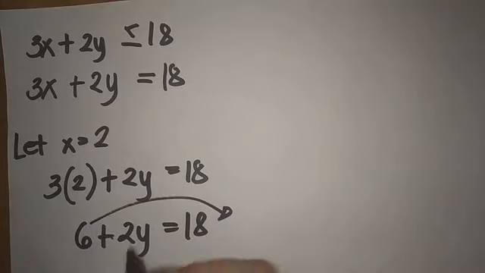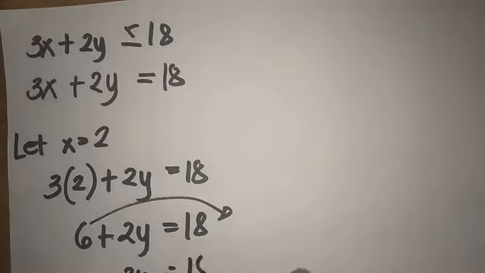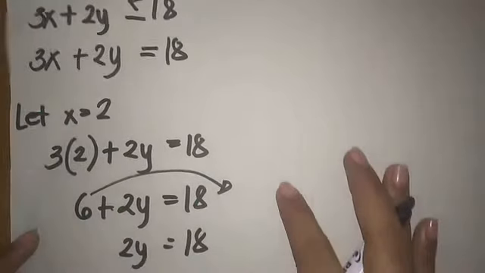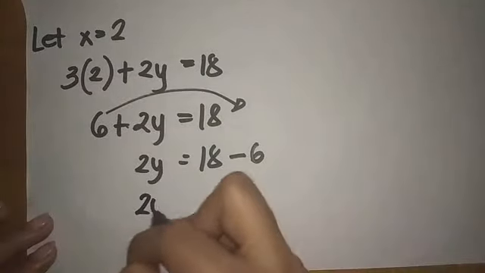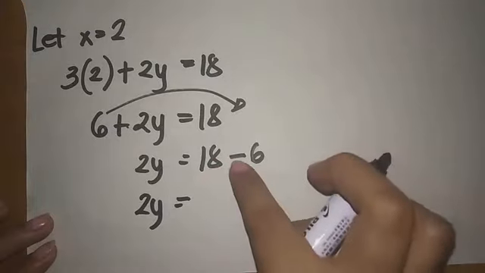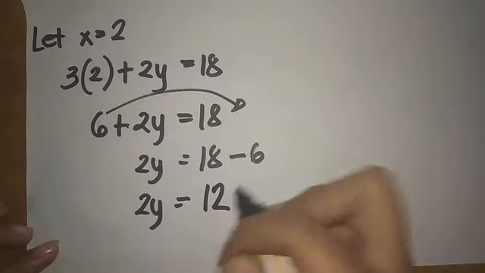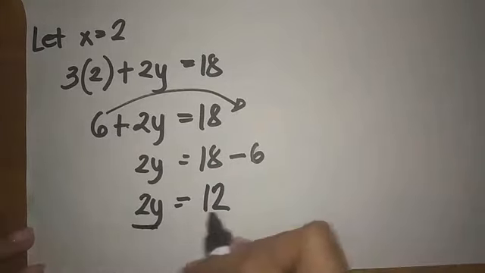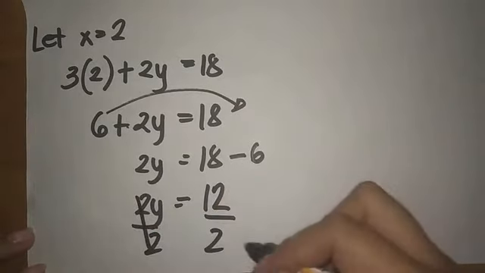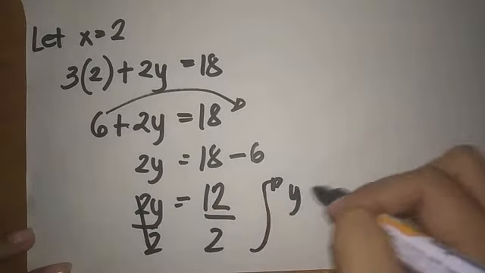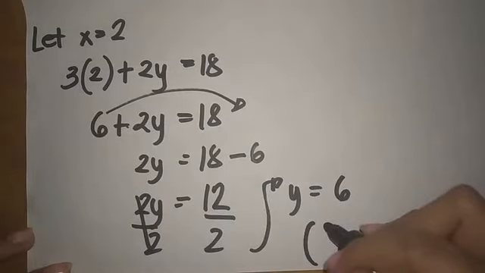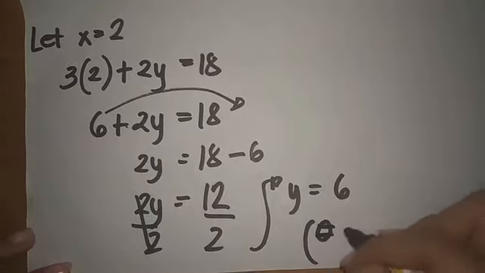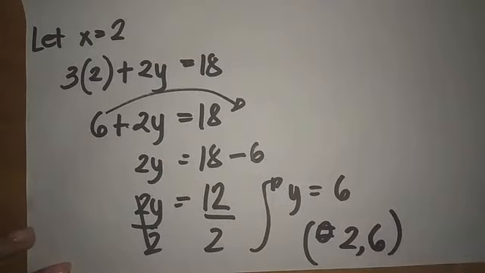So, 3 times 2 is 6 plus 2y is equal to 18. Transpose mo, lipat mo, meron kang 2y is equal to 18. Yung positive 6 magiging negative 6. So, 2y is equal to 18 minus 6 is 12. Then, divide both sides by 2. So, y is equal to 12 divided by 2 is 6. So, therefore, ang solution set natin ay 2 and 6.